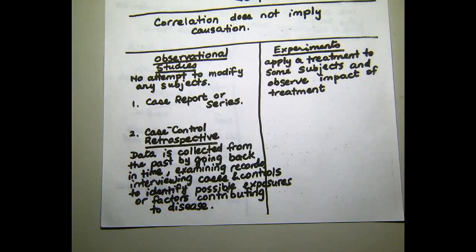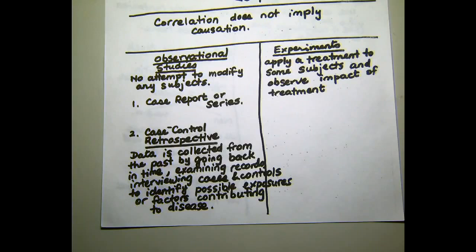Asthma, perhaps, right? Exposure to asbestos causing asthma. That would be a case control study. You would be asking asthmatics and non-asthmatics if they were exposed to asbestos. If the asthmatics have had a larger exposure to asbestos. That would be a case control study. It's retrospective, going back in time.